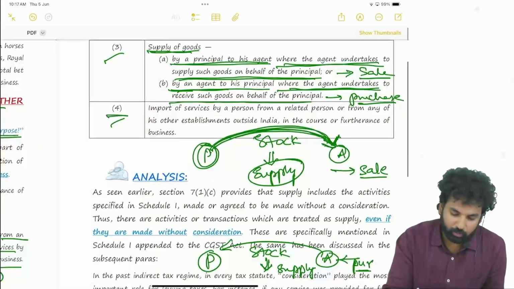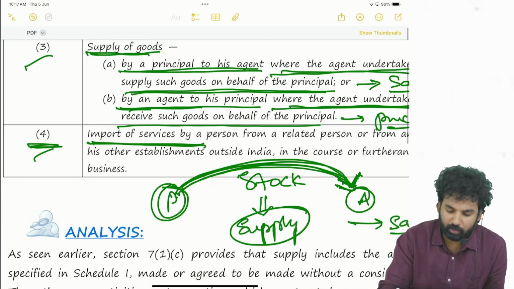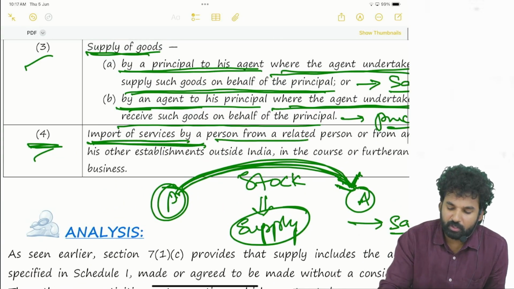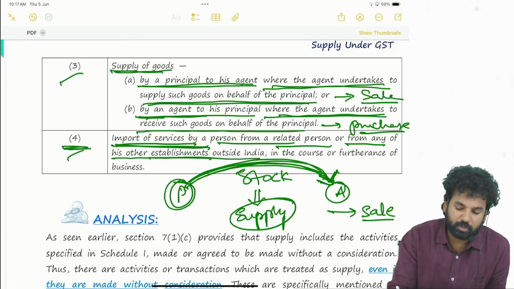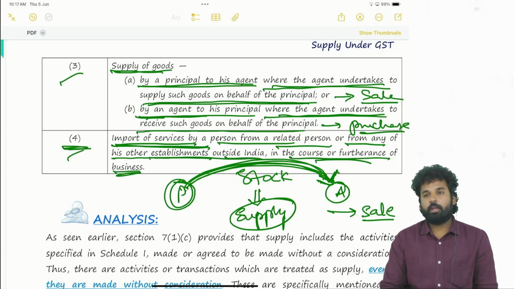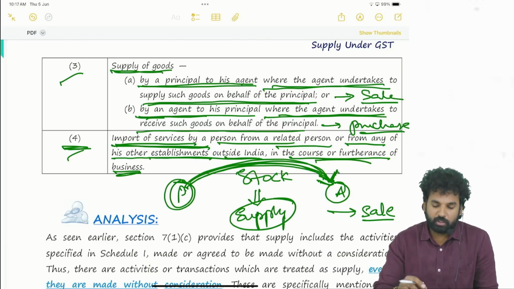This is para 4 of schedule 1. Importation of services by a person from a related person, or from any of his other establishments outside India, in the course or furtherance of business. Here consideration may be missing, but for the purpose of business, and it shall be from a related person.